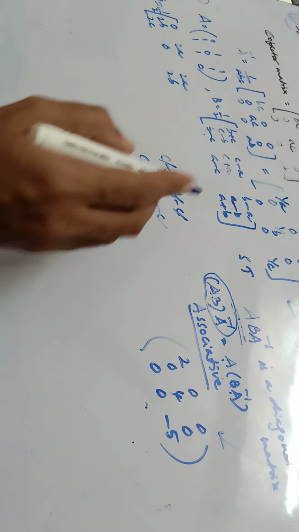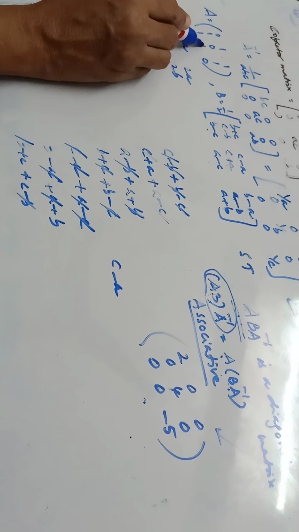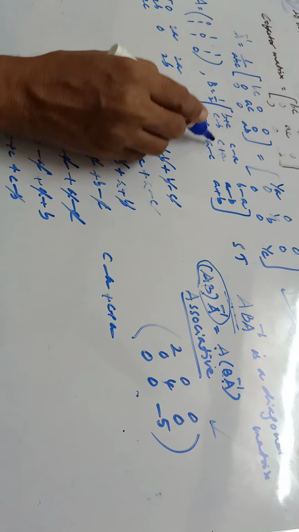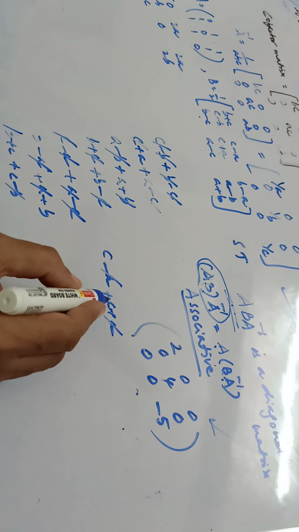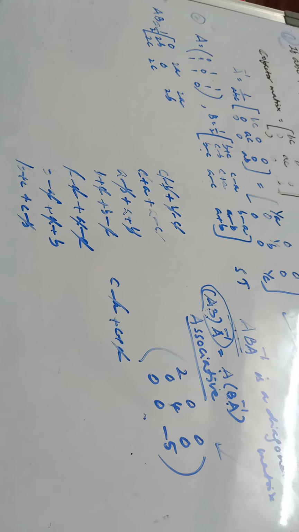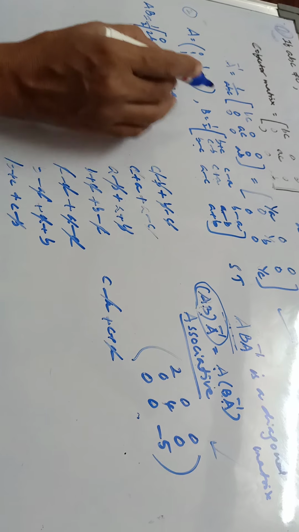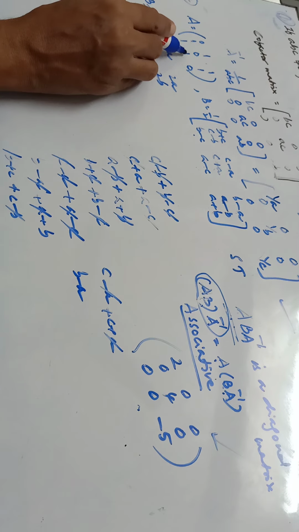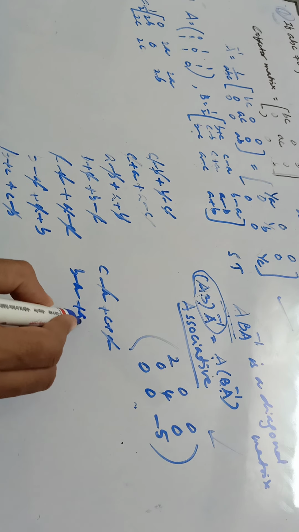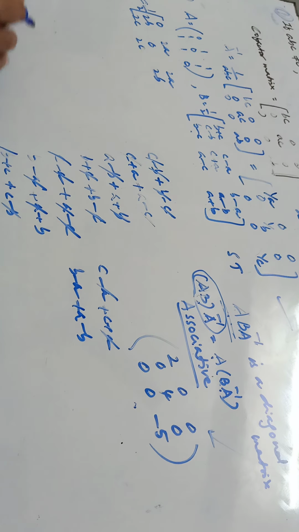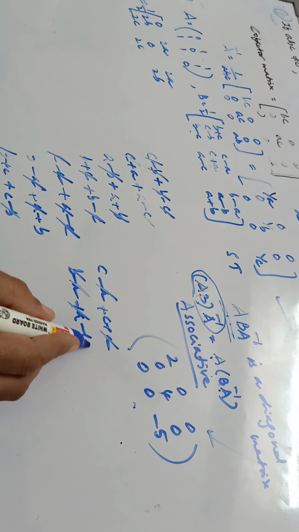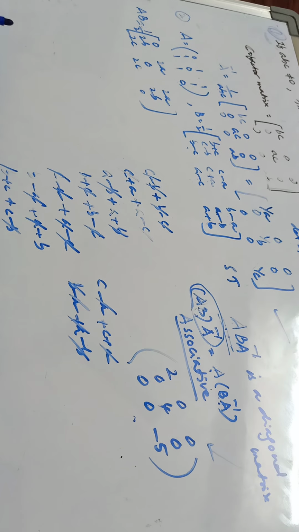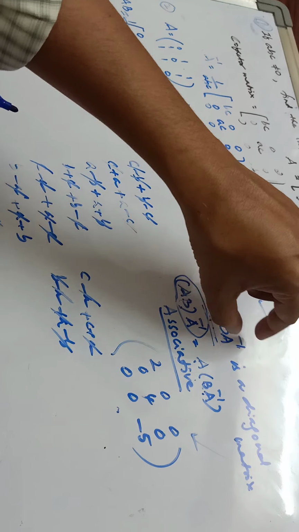Here 1 into C minus A, that is C minus A. 1 into C plus A, that is C plus A. 0 into something is 0. These two get cancelled. C plus C is 2C. Now multiply the third row with third column. 1 into B minus A is B minus A. 1 into A minus B is plus A minus B. 0 into something is 0. These two get cancelled. These two also get cancelled. So this is AB.